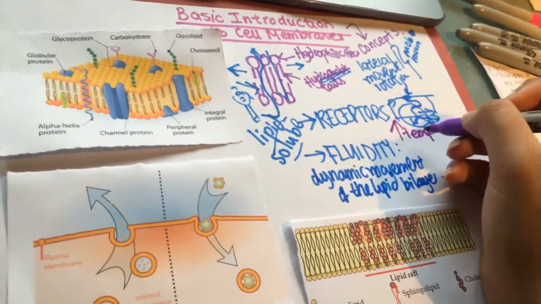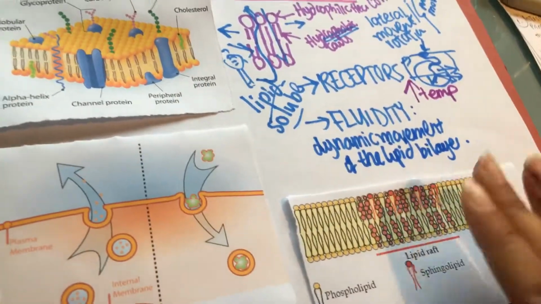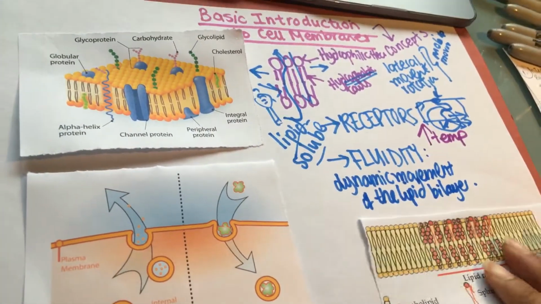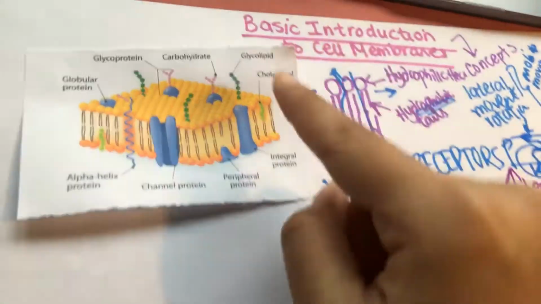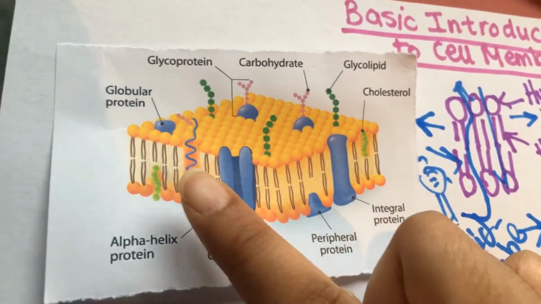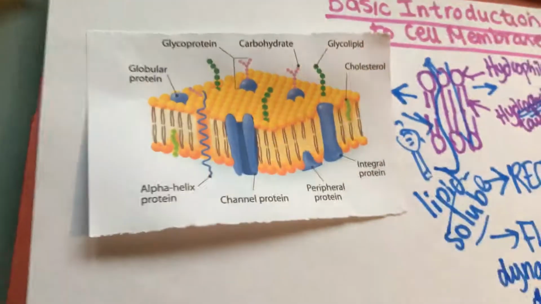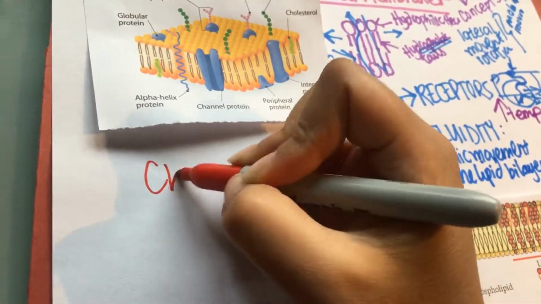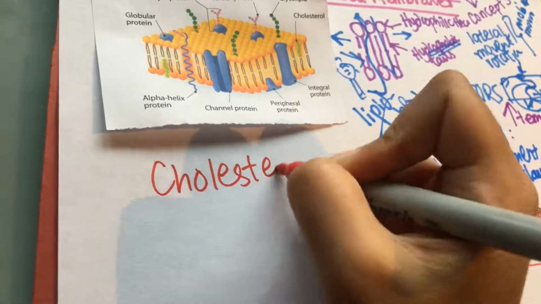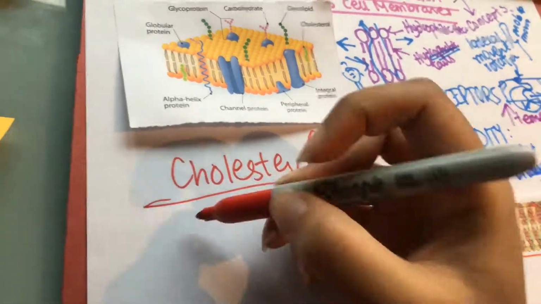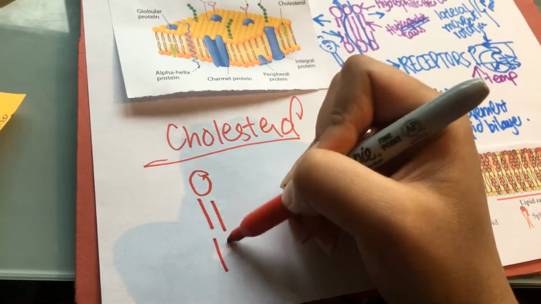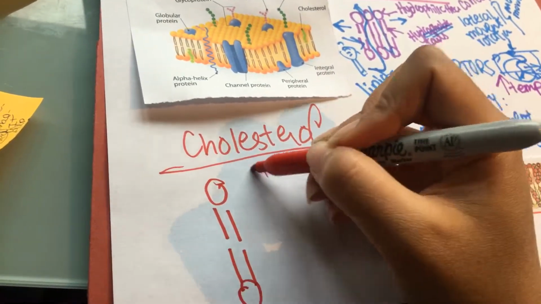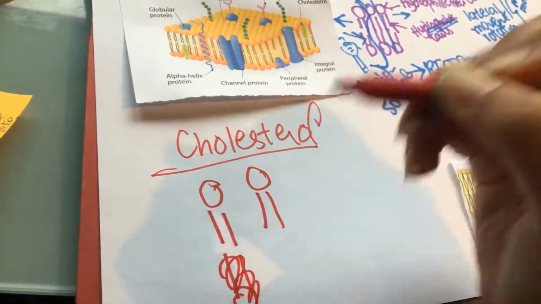Now, another thing that we can talk about now is our friend cholesterol. Let's talk about it over here. Here it is. These are little structures that are present in between the phospholipid bilayer, and that is cholesterol. Cholesterol is another lipid, and it looks like this. It doesn't actually look like this. It looks like this.